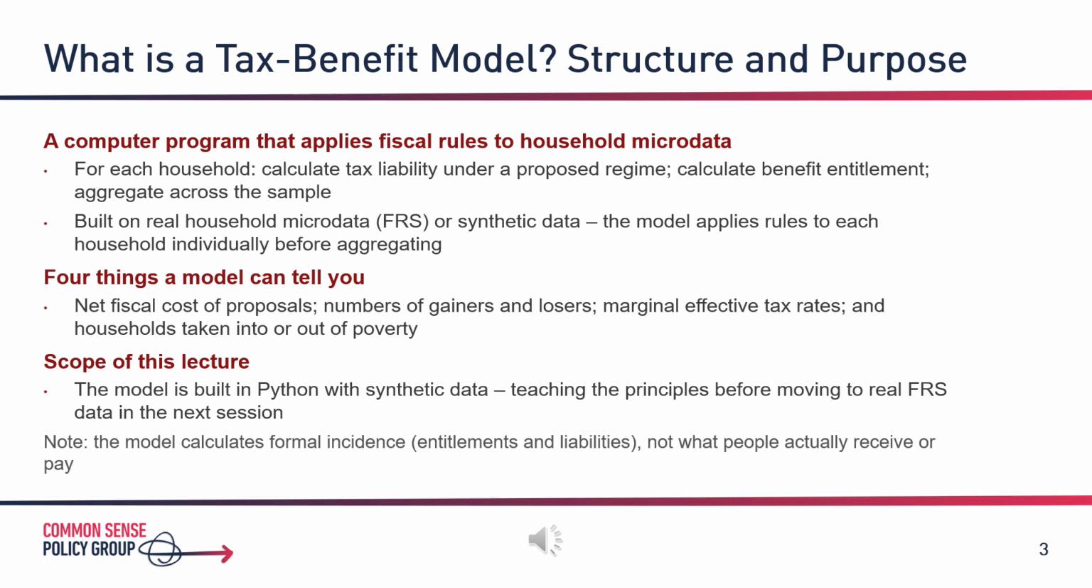The critical caveat, which the textbook states at the outset and returns to repeatedly, is that the model calculates formal incidence, what people are legally entitled to and liable for. This is not the same as what they actually receive and pay. The gap between entitlement and receipt is the subject of the non-take-up section later in this lecture.